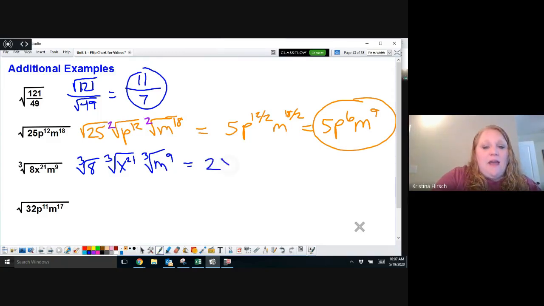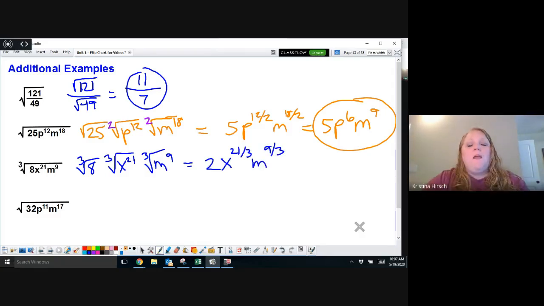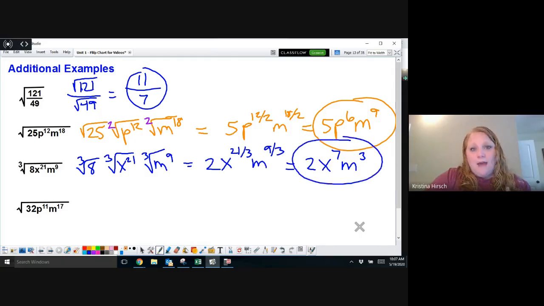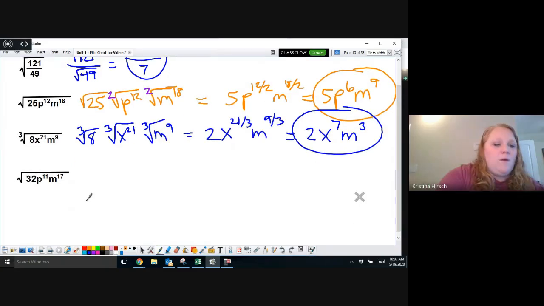And then I would have x to the 21 thirds, and then m to the 9 thirds. All right, so that would give me 2x to the 7, m to the 3. All right, so pay attention because sometimes we get square root happy and we forget to pay attention to whether or not the root is actually a square root or cube root, fourth root, fifth root, whatever it happens to be.